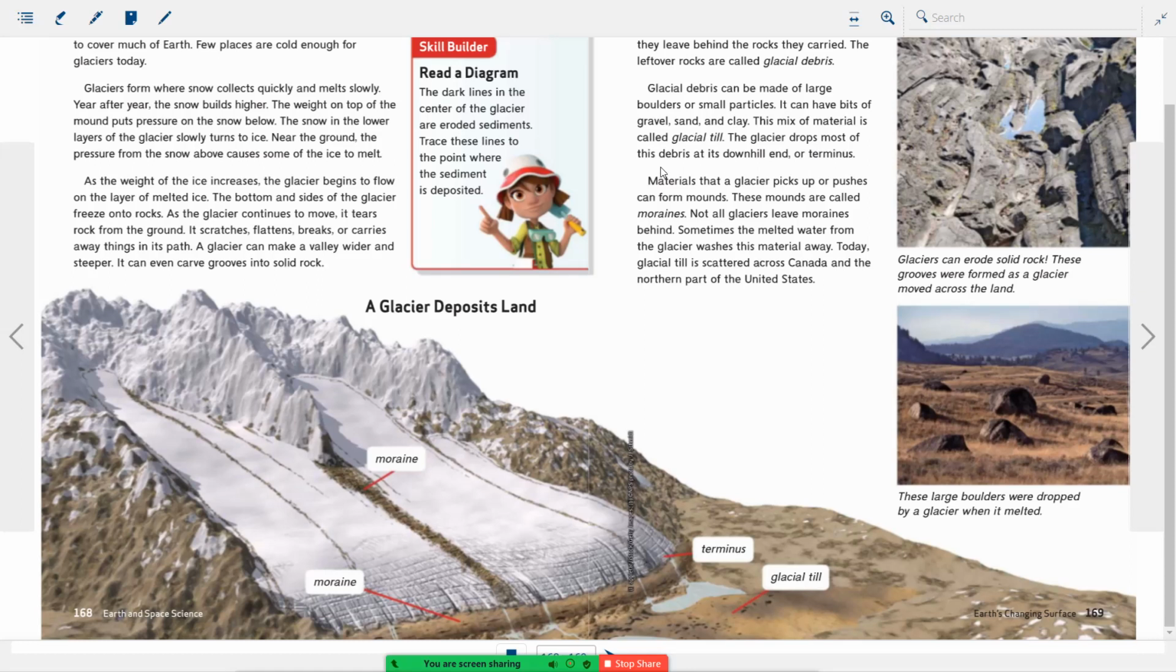The glacier drops most of this debris at its downhill end or terminus. Materials that the glacier picks up or pushes can form mounds. These mounds are called moraines.